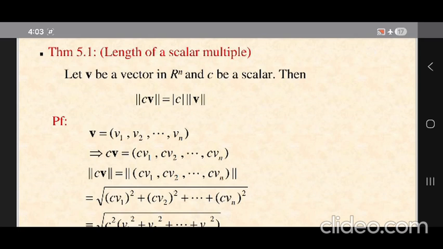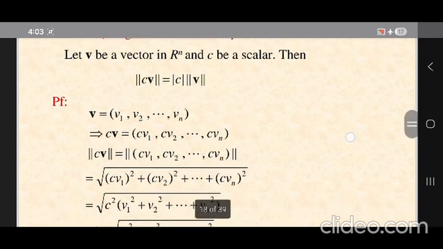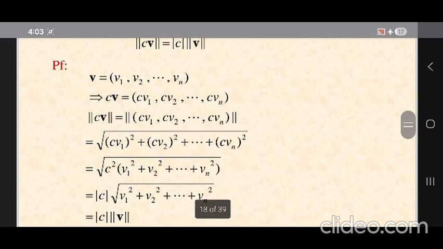Length of a scalar multiple. Let v be a vector in R^n and c be a scalar. Then the norm of cv equals the modulus of c times the norm of v. Proof: take the vector v = (v1, v2, ..., vn). Then write cv by multiplying the scalar c into the vector: cv = (cv1, cv2, ..., cvn). Next, find the norm of cv.